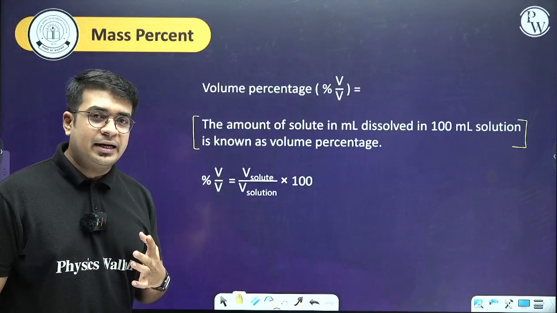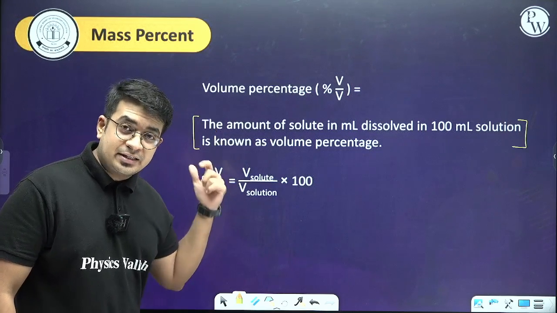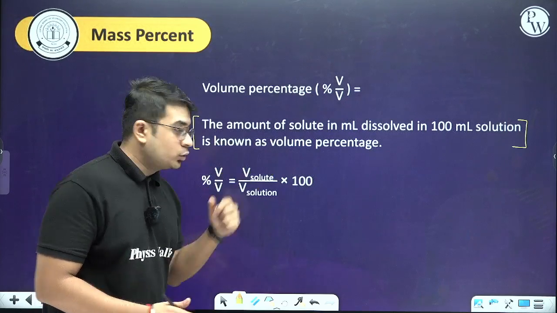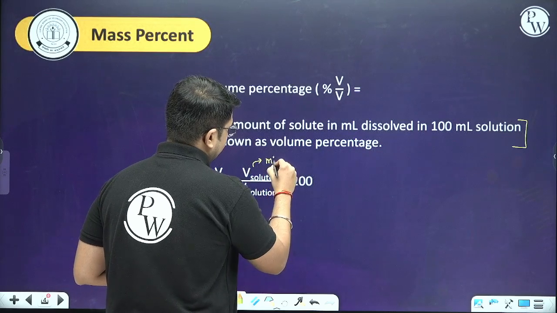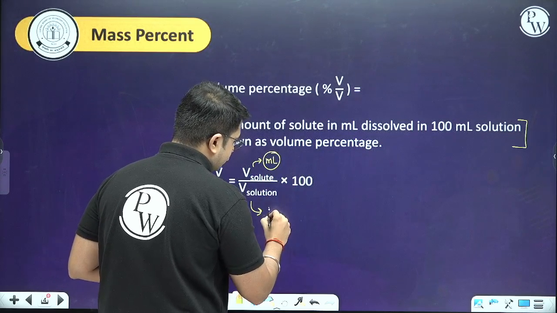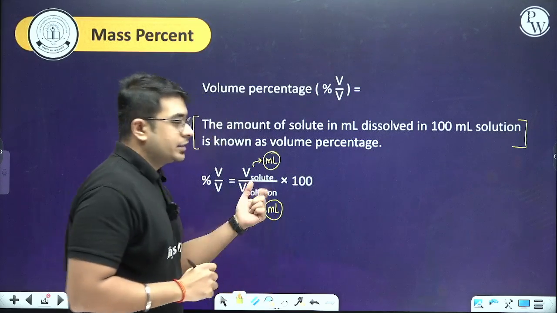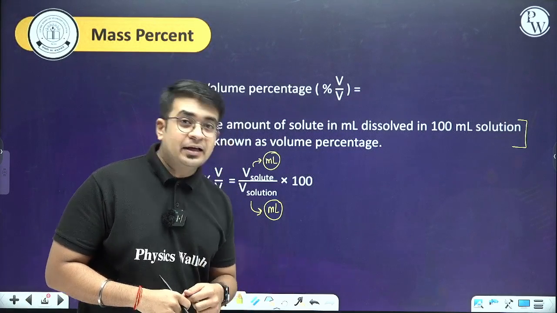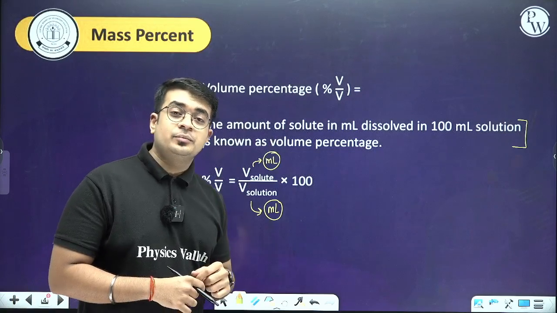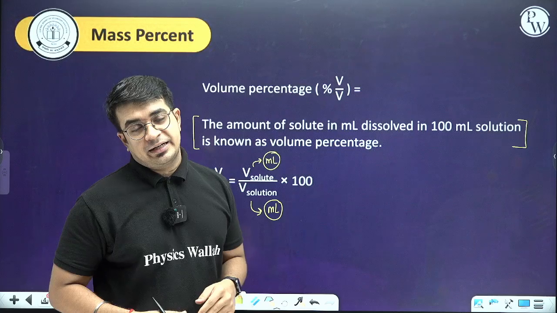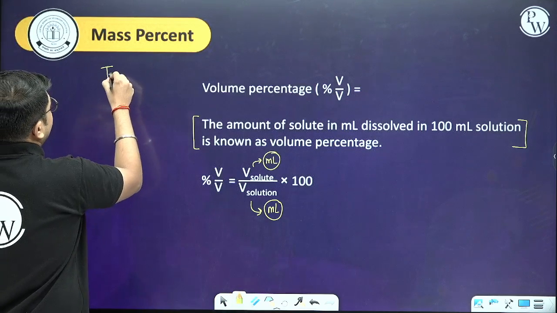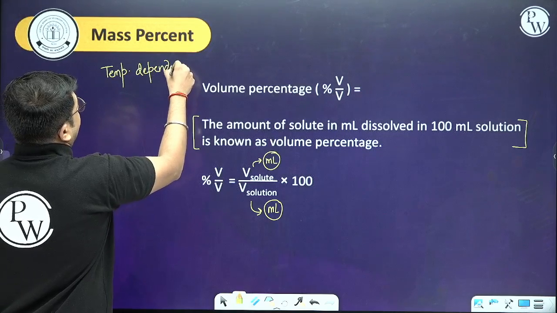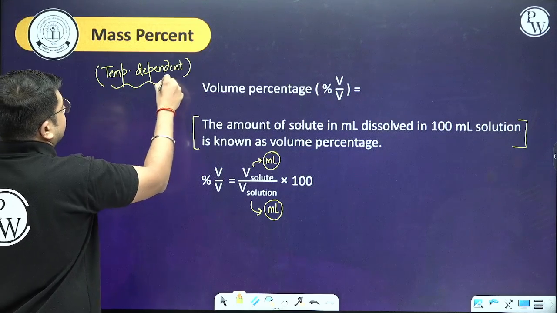But the formula in that case is very easy, just like the percentage W by W, in that you can say percentage V by V will be equal to V solute, which is again in ml, divided by V solution, which is again in ml, multiplied by 100. Now in this case you can see we have inserted the volume part. Definitely this particular concentration term is going to be temperature dependent in nature. So this particular part is basically your temperature dependent. I hope this entire part is clear to everyone.